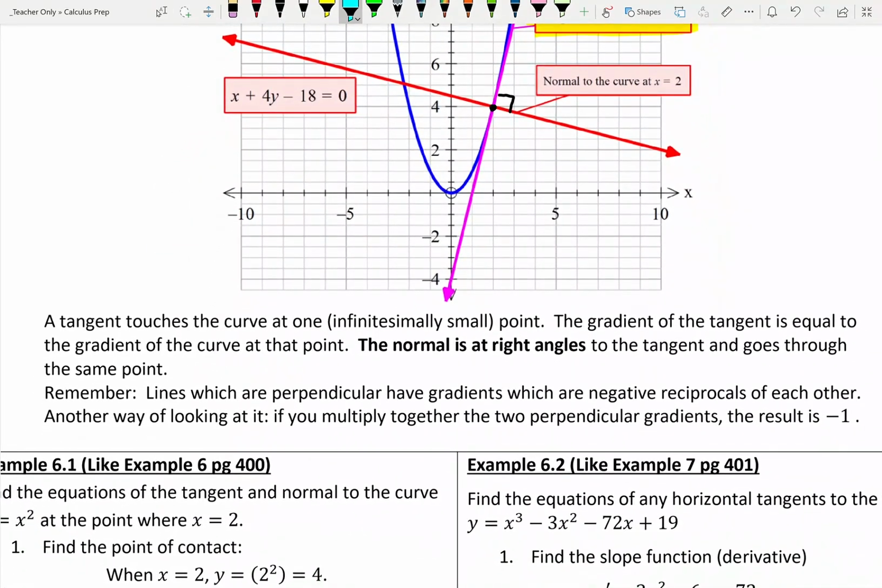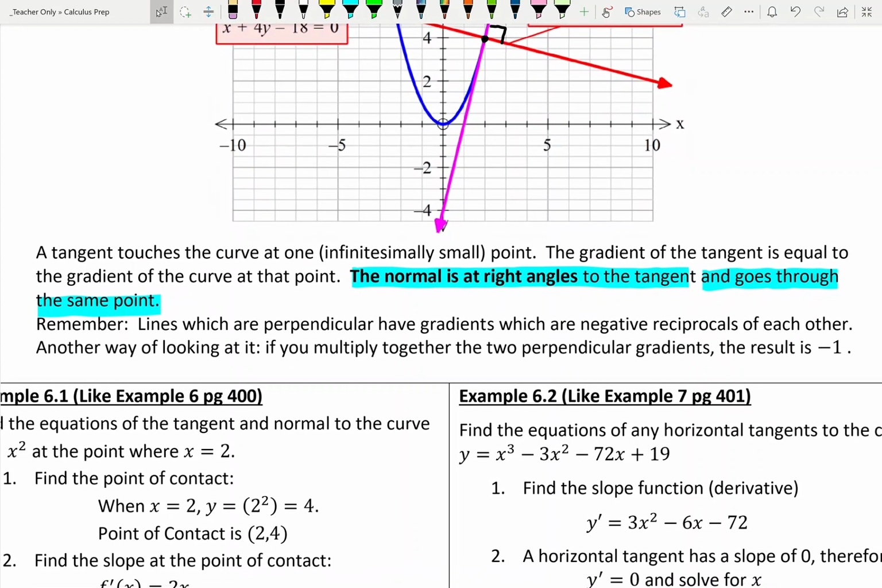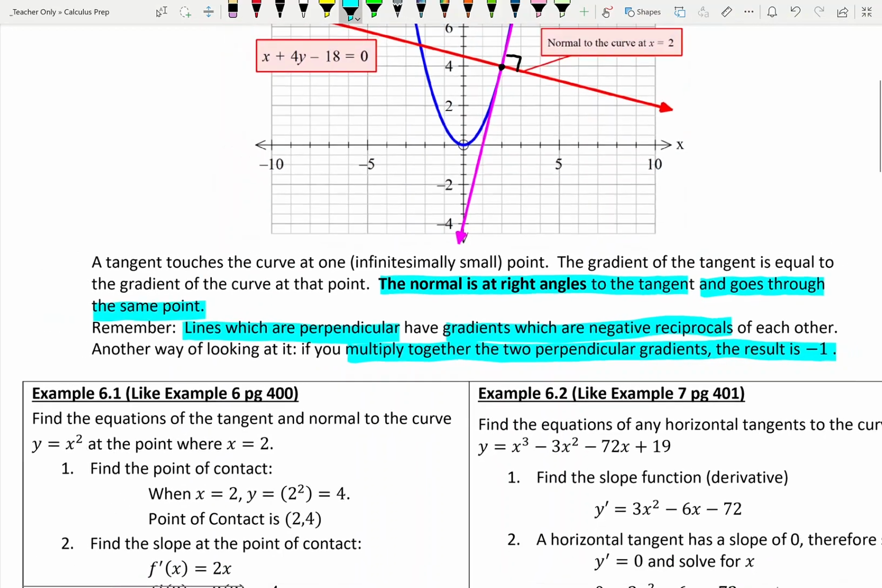So just definition-wise, the normal is at right angles to the tangent. And quite specifically, it goes through the same point. A little reminder about lines and perpendicular lines. If we've got lines that are perpendicular, they have gradients which are negative reciprocals. In other words, if you multiply the two perpendicular gradients together, the result will always be -1. That was part of the recap stuff that you did at the beginning of semester 2.